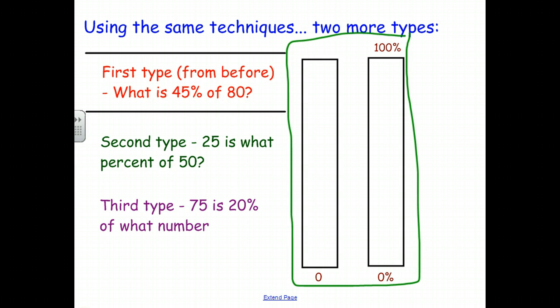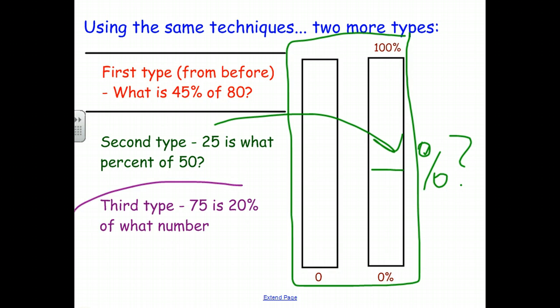The second type that we can look at is something like 25 is what percent of 50? So in this case, we are missing this percentage here. And the third type being 75 is 20% of what number? And in that case, we're missing the number up here.